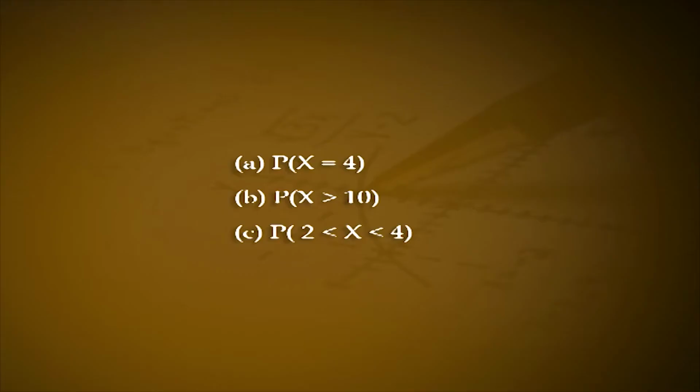is proposed. 85% of the population supports the development plan. Let x is the number of individuals supporting the plan. Out of the randomly selected 12, find A, P of x equal to 4, B, P of x greater than 10, C, P of 2 less than x less than 4. Solution. Here x follows binomial distribution with parameters 12 and 0.85.